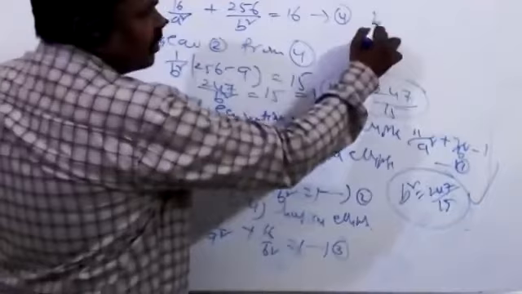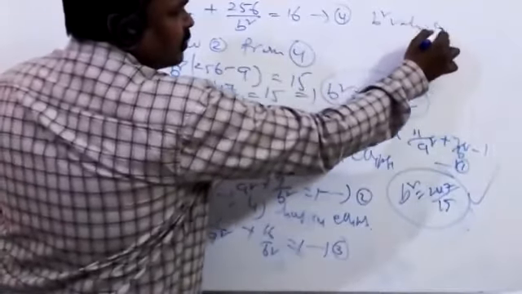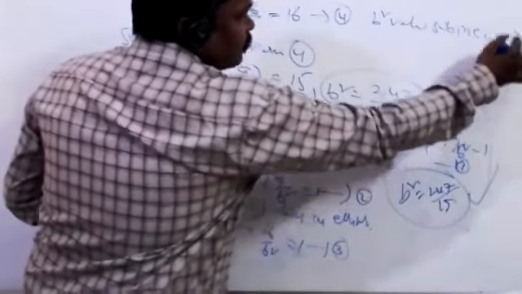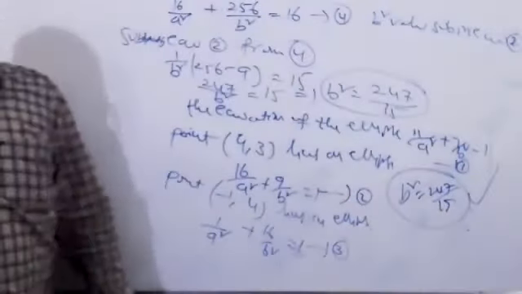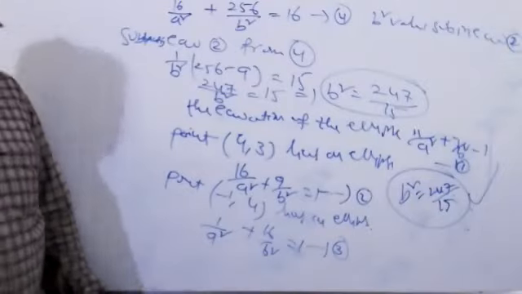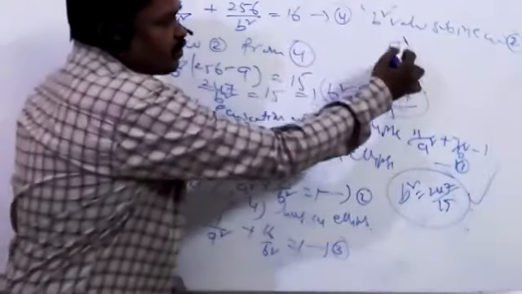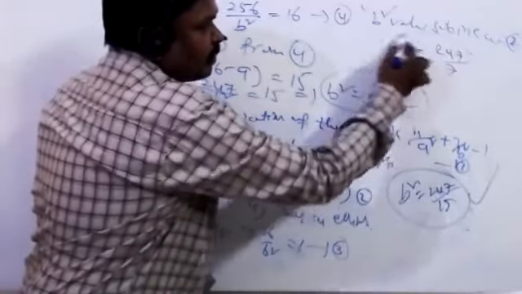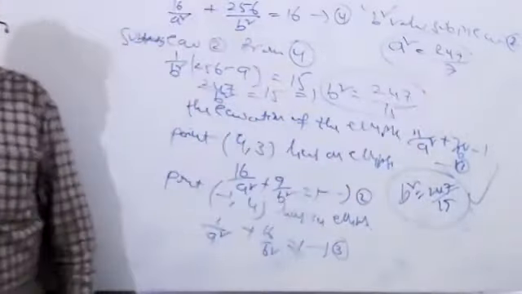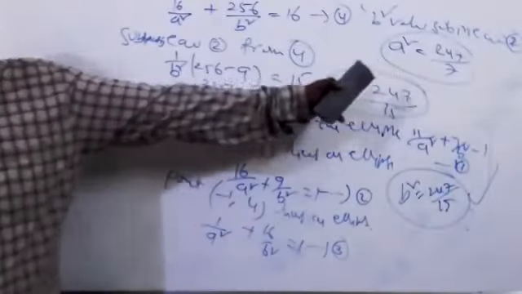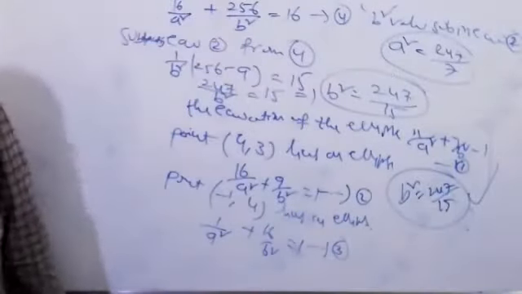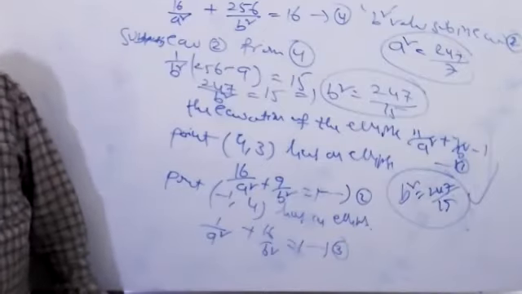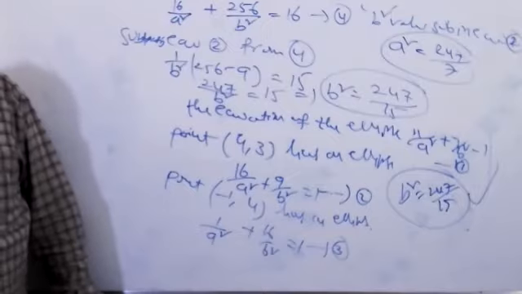Then substitute the b square value in equation 2. Then we will get a square. A square is equal to 247 upon 7. Then substituting the a square and b square values in equation 1. Aryan, understood? Yes, sir.